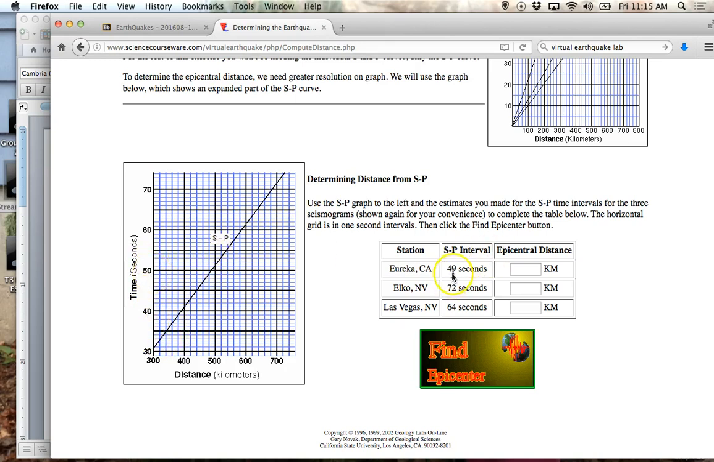And our first one, for instance, we picked 49 seconds. So we go up to 49. We go across to the curve that they want us to hit. And then we'll go straight down. And that should tell us an epicentral distance, in other words, how far away the earthquake occurred. So 49 hits right here.